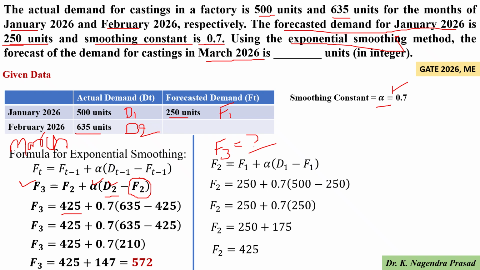Then the forecast of the demand for castings in March 2026 is 572 units. So 572 is the answer.